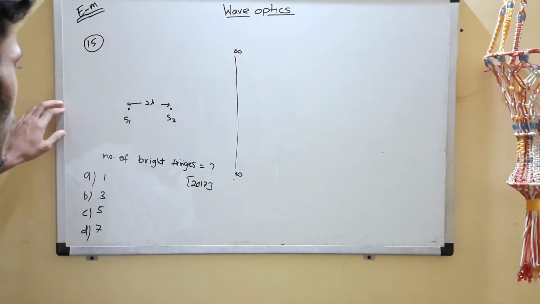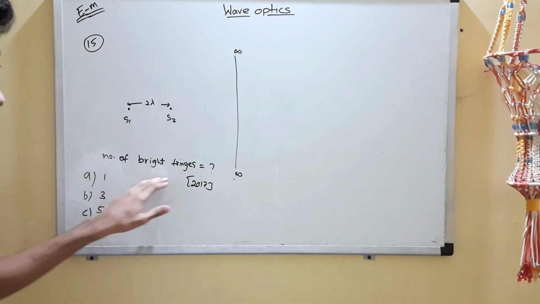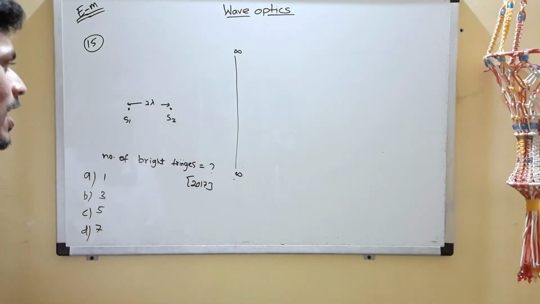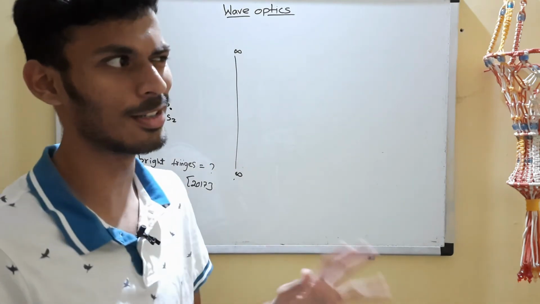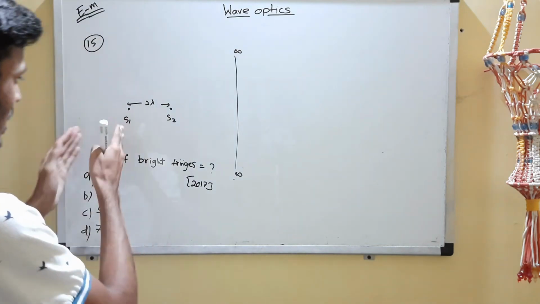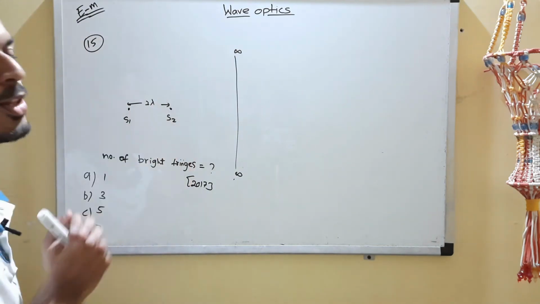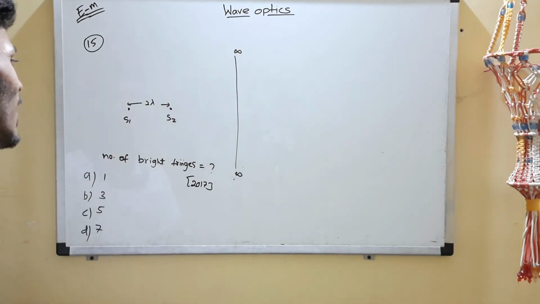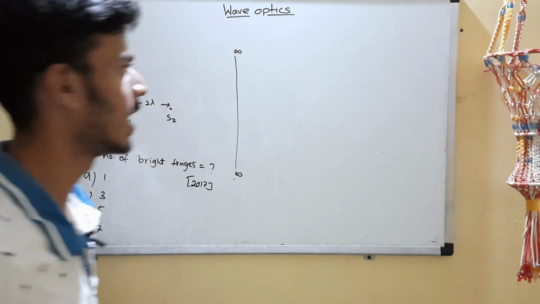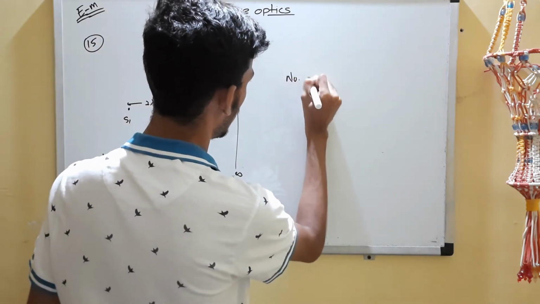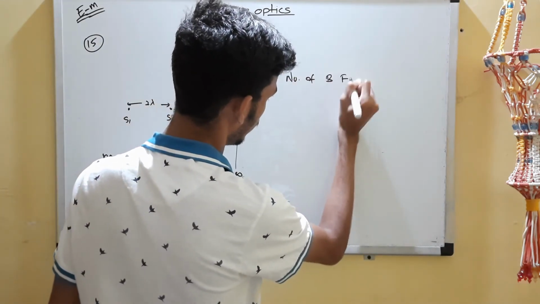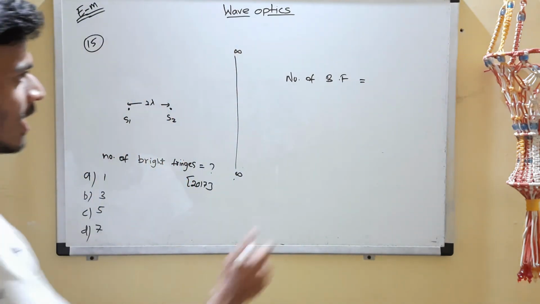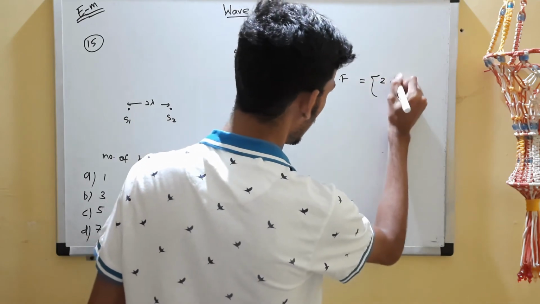In this question from 2017, we are asked for the number of bright fringes that will be formed on the screen when we have two sources like this. Now this is also a YDSE experiment, although the slits are side to side and not one over the other. The slits are like this, I know, but it's still YDSE. Now there is a direct formula for this. So number of bright fringes, BF, is basically 2 times d by lambda.